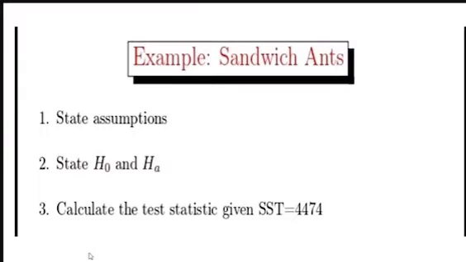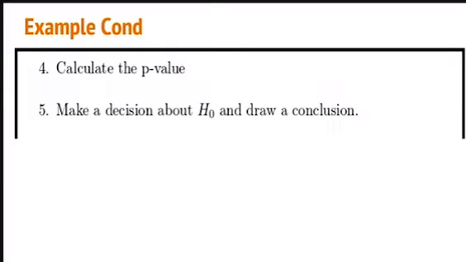Now let's go to the data. The other time we were working on sandwiches, the example we started with: how many hands can 3 different sandwiches attract? And don't forget, you replicate for each group, for each sandwich, 8 times. The total number of observations is 24. In this question, they wanted us to state assumptions, state H0 and HA, calculate the test statistic, given the SST, the sum of squares total, calculate the p-value, then make a decision.